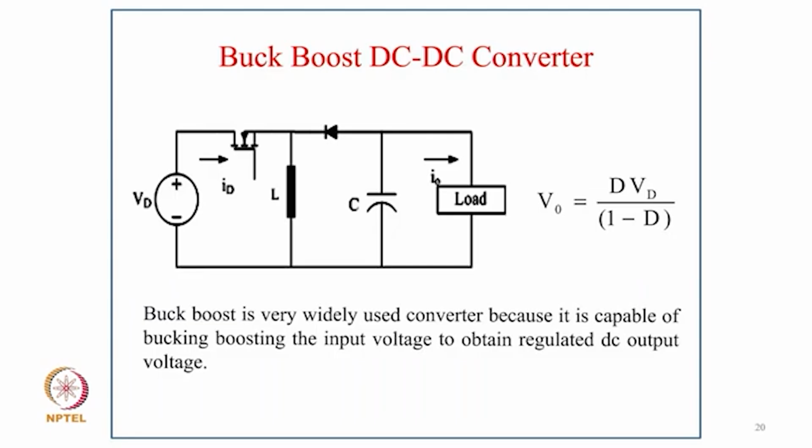Then we have another third category of the DC-DC converter called the buck-boost DC-DC converter, where we have only the location change. After the supply we have a device switch, or you can call it a MOSFET, followed by the inductor, diode and capacitor, and the output voltage is dVd upon 1 minus D. The buck-boost converter is very widely used because it is capable of bucking and boosting the input voltage to obtain a regulated DC output voltage.